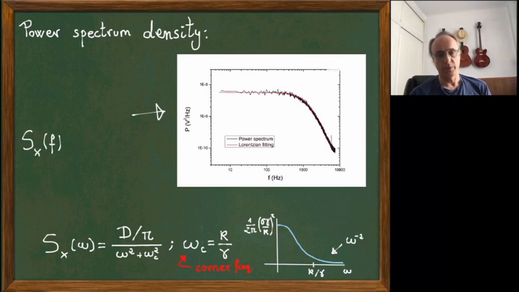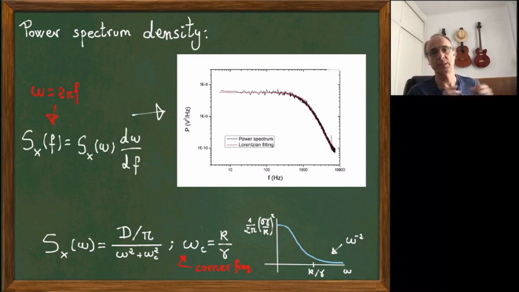It's also, for experimental work, more common to write the power spectrum density not for angular frequencies, but for frequencies in hertz, cycles per unit of time. Since this is a density, the two densities, for frequencies or for angular frequencies, are related like that. Omega is 2 pi f, so if you introduce this, you get 2D divided by 2 pi squared.